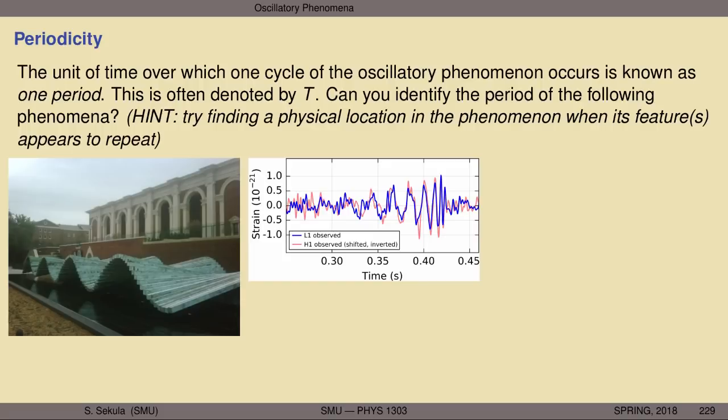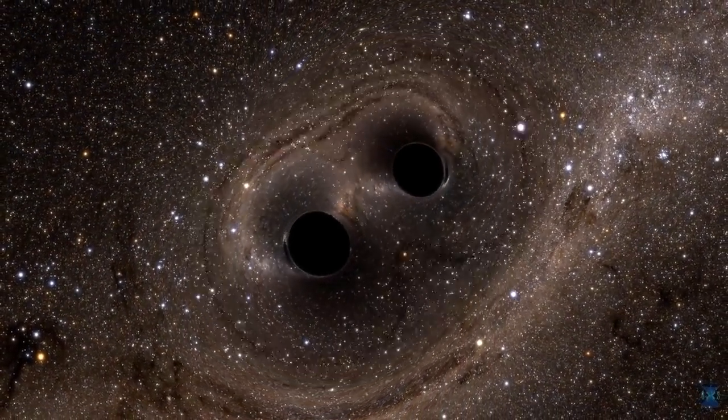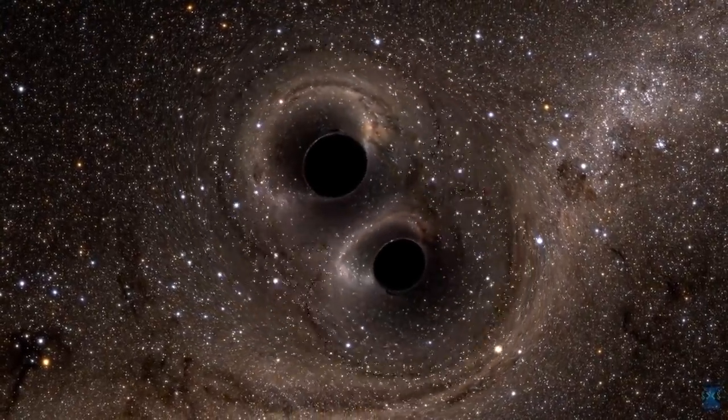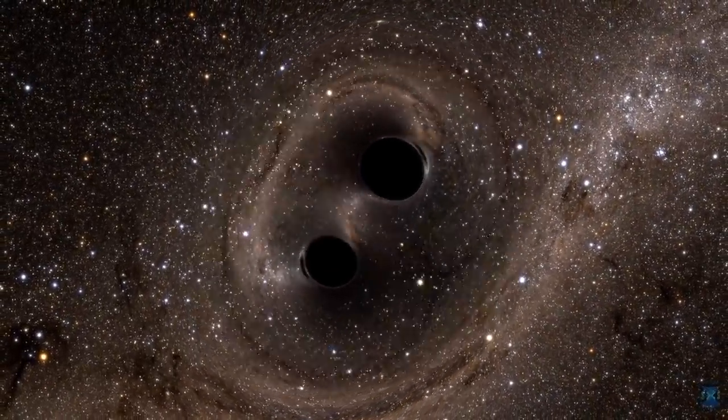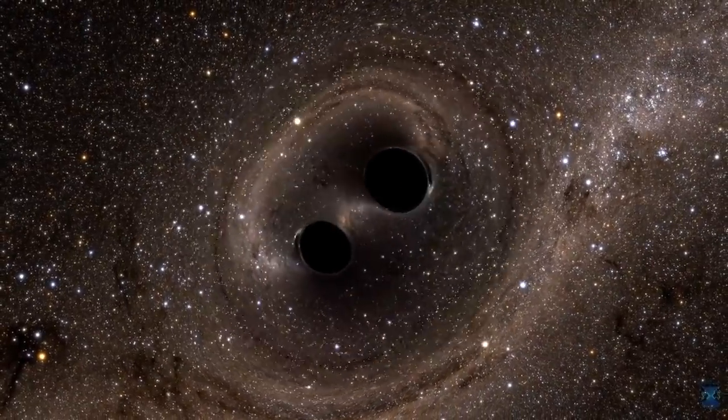What about this picture? Take a look at this picture and see if you can identify the period of the phenomenon depicted here. This one is much more challenging, and it doesn't matter what it is. We can see that these colored wiggling lines seem frantic at first, but then suddenly, out of this sort of frantic vibrating pattern, we see a rise and a fall, a rise and a fall, a rise and a fall, and then it seems to decay away into this frantic pattern again.